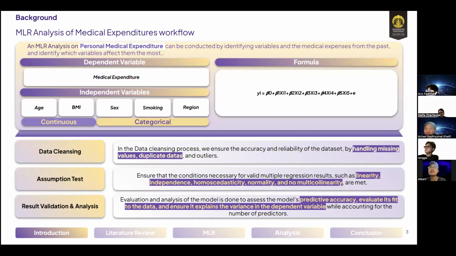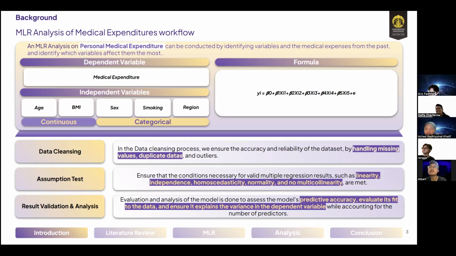So here is the dependent variable of our MLR analysis, which is medical expenditure, and the independent variables, which are age and BMI, which are continuous, and sex, smoking, and region, which are categorical. And then we can conclude the formula to be as listed above. So next, we conduct data cleansing.